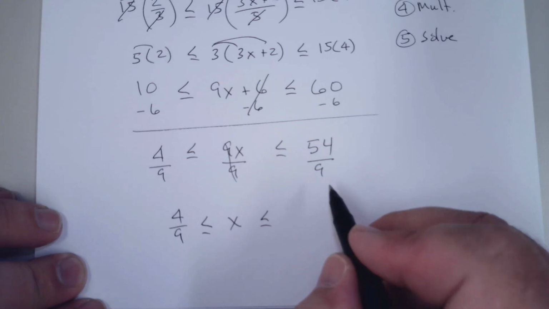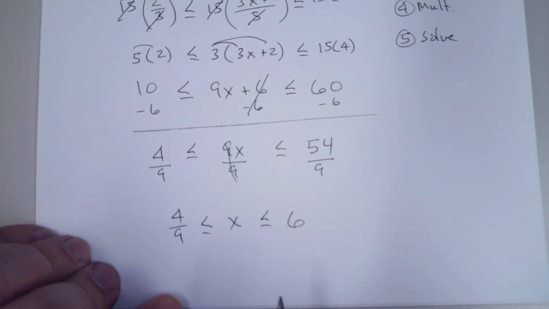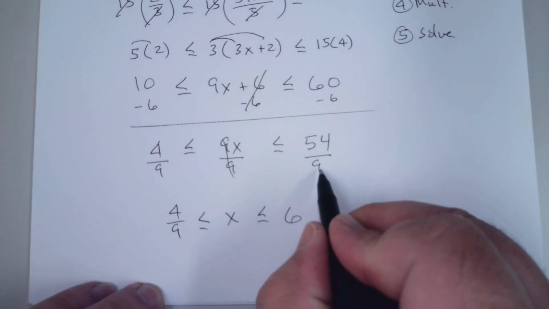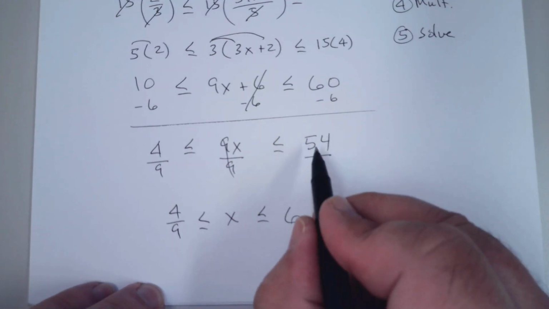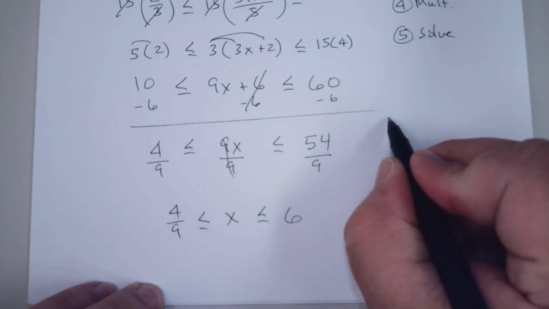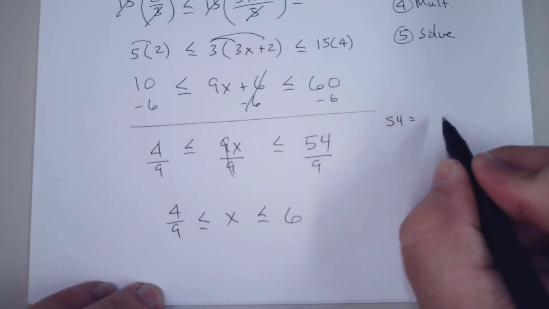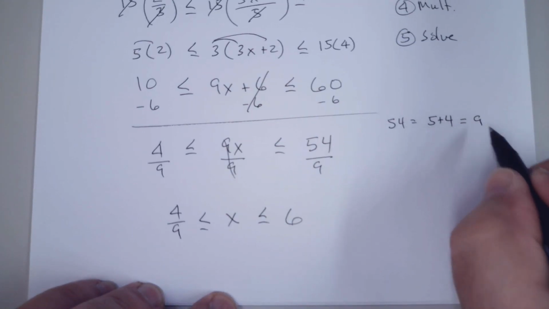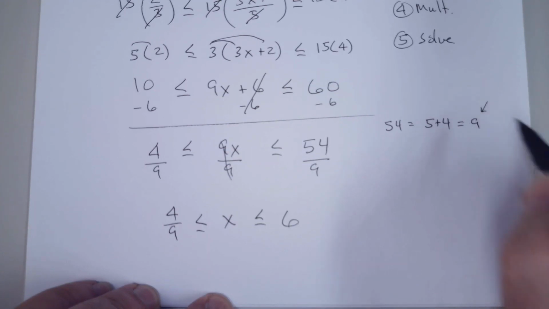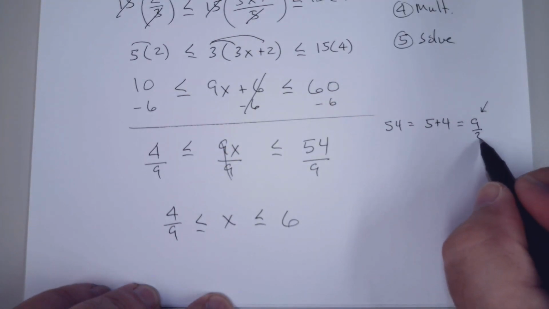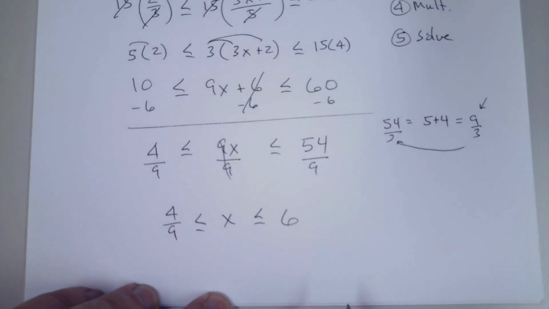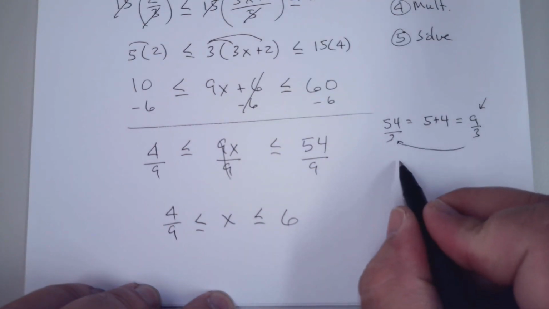9 goes into 54 6 times. Here's a hint. We know 3 goes into 9. Do we know that 3 goes into 54? If you take 54 and add the numbers individually, you get 9. If this number is divisible by 3, then this number is divisible by 3. So 3 goes into 54.